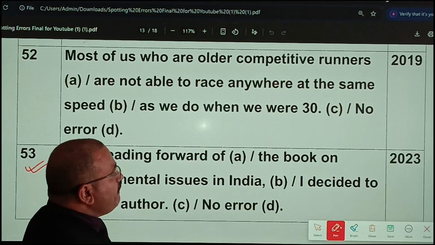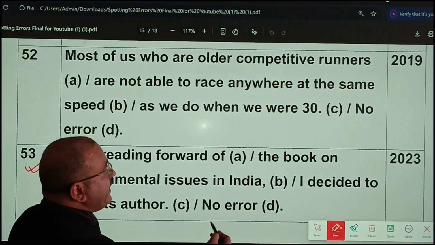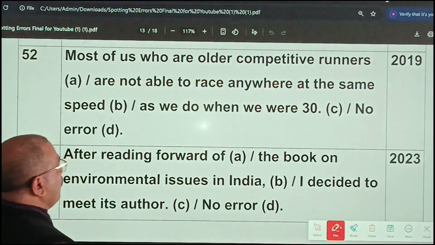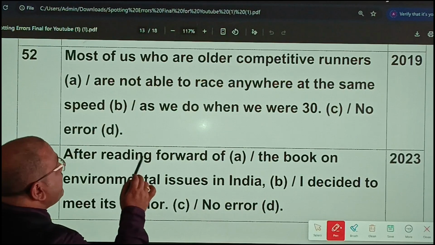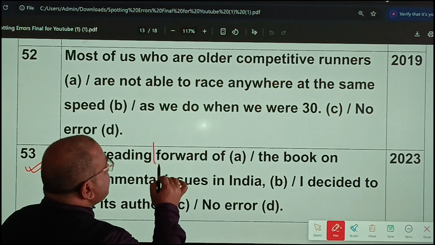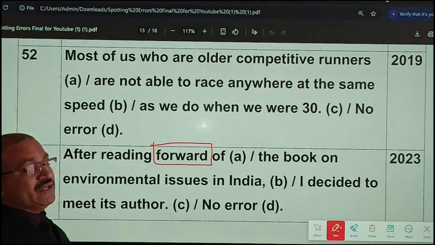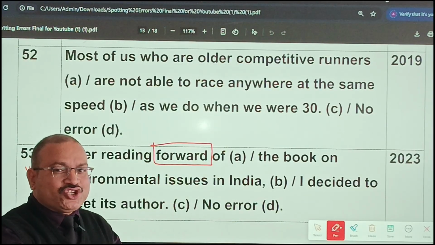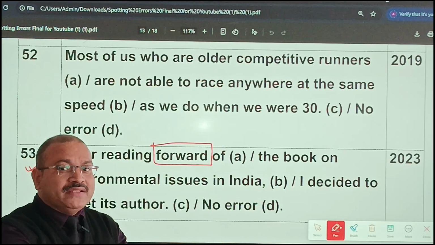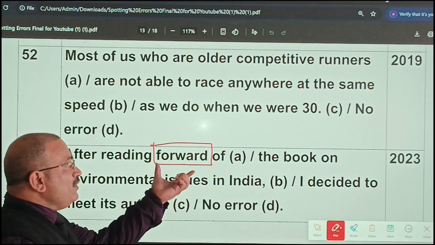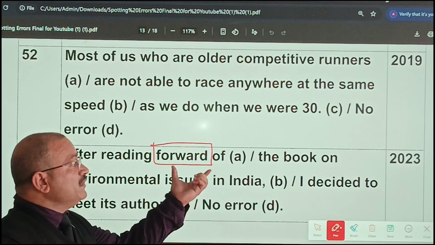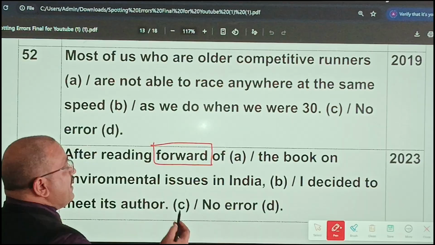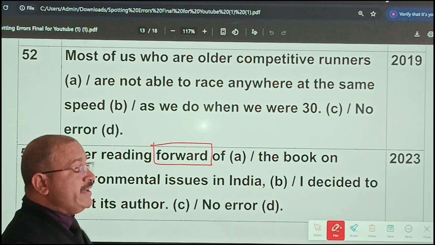Now, let us see question number 53. After reading forward of the book on environmental issues in India, I decided to meet its author. Now, read the first part. After reading forward of the book, see the spelling of forward. What is the meaning of this word? Forward means direction. Forward means onward movement. So there is not any relevance of this word here with the book. Yes or no? So what kind of error is it? This is a homonym error.